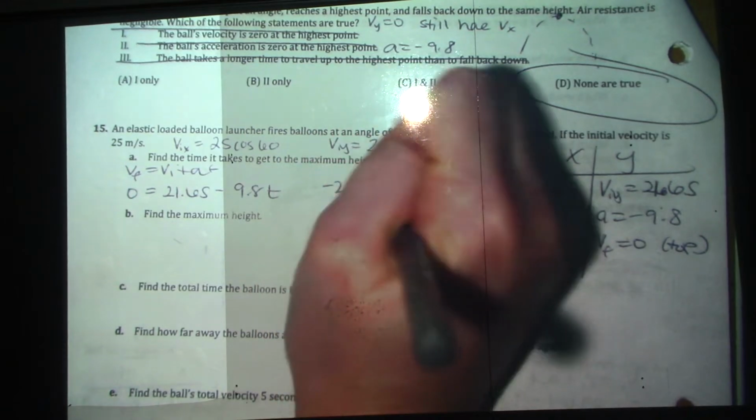So 0 equals 21.65 minus 9.8t. Subtract over, divide by negative 9.8, and that gives me t up is 2.2 seconds.